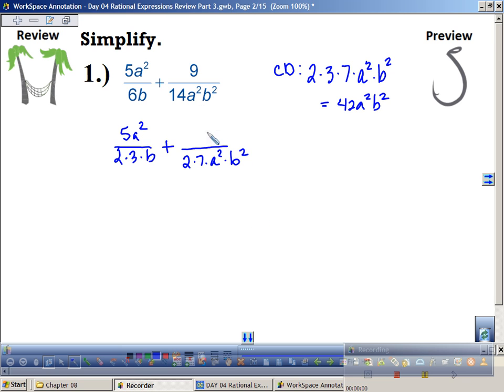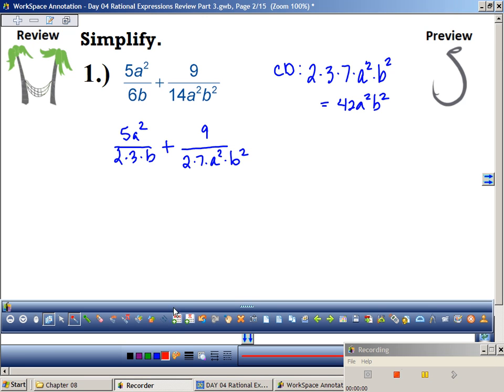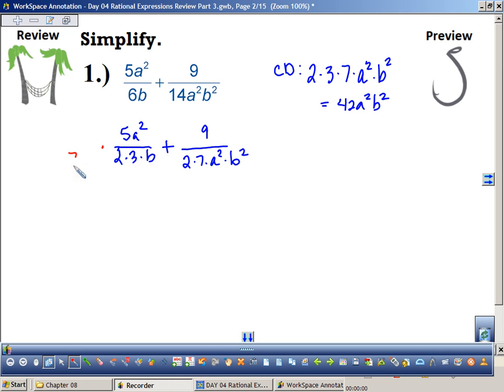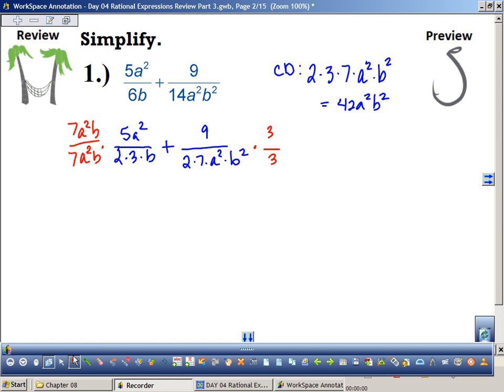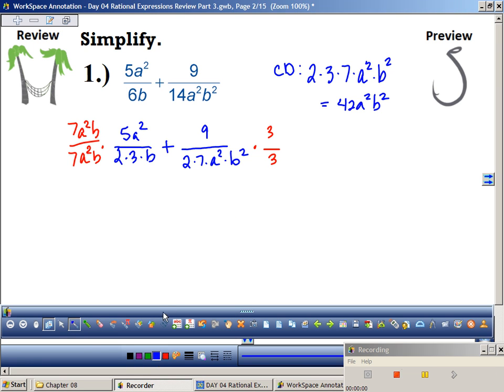All right, so what do I have to multiply this side by in order to get 2, 3, 7, a squared, b squared? 7a squared b. It's missing a 7, an a squared, and a b. 7a squared b. What's this side missing? A 3. That's it, right? See how when you break it down you can see what it needs? I've got something in an even easier way. Do you see this? Okay.